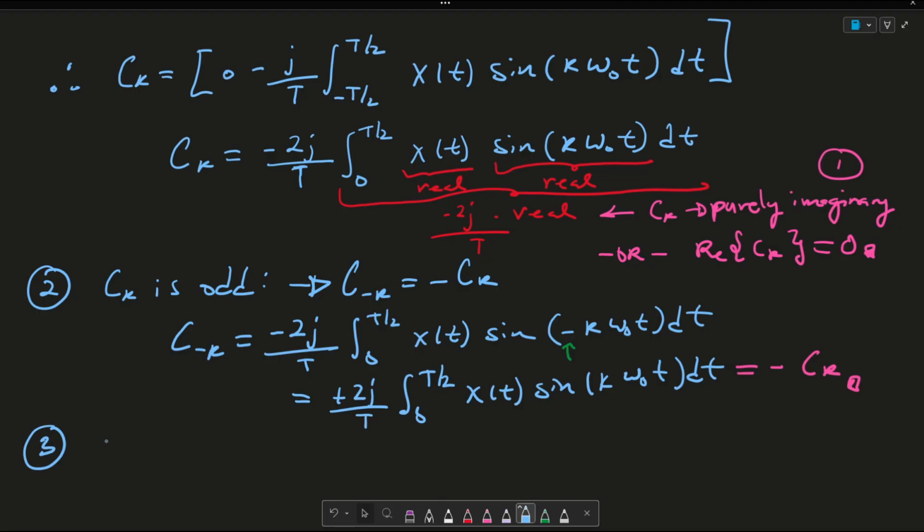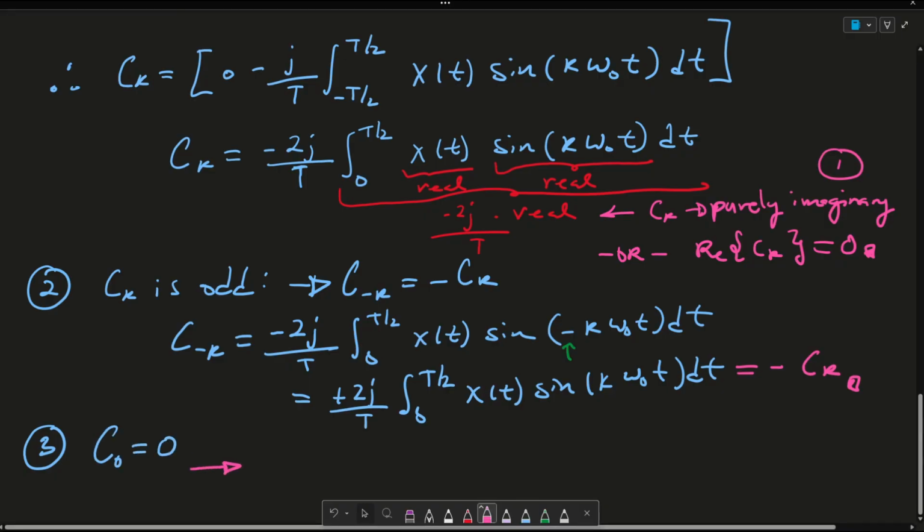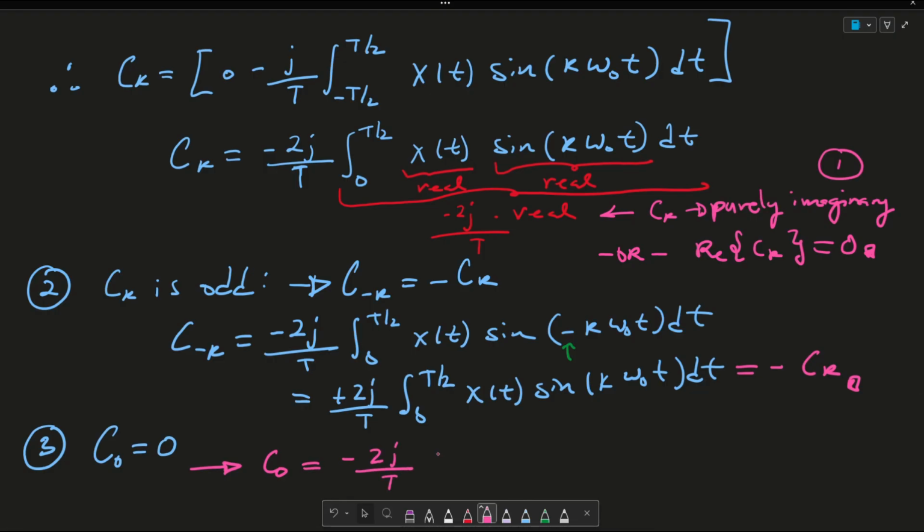So then proof number 3 essentially says c0 is equal to 0. And we can prove that by saying that c0 is equal to minus 2j over T, integral from 0 to T over 2, x of t sine of 0 dt. Sine of 0 is simply 0. So then everything multiplies by 0. We just get 0. So that ends the proof number 3.